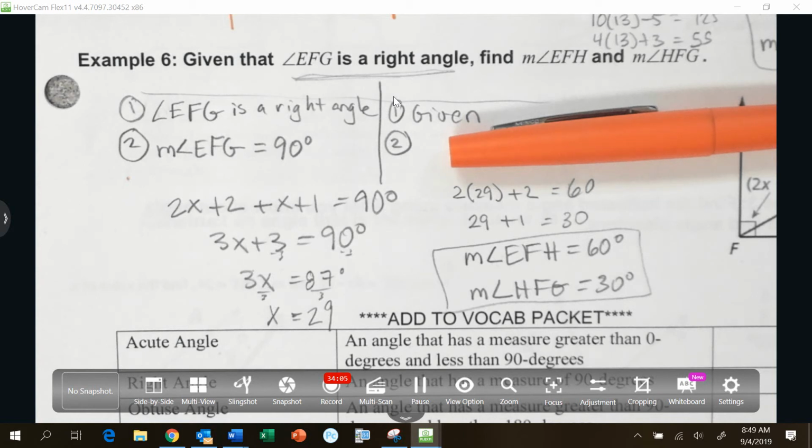So do not yell the answer out. The question is, if you know that an angle is a right angle, you know that it's 90 degrees. Why is that true? How do you know that that is 90 degrees? Don't yell it out.